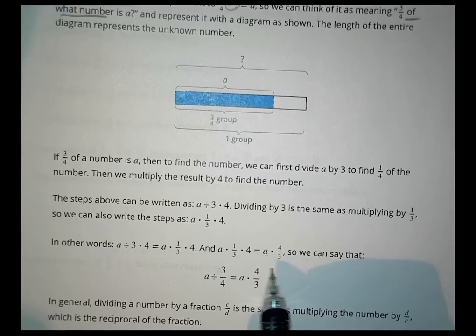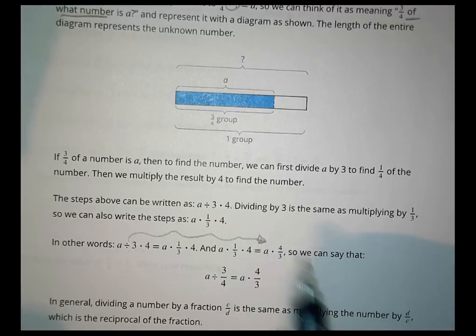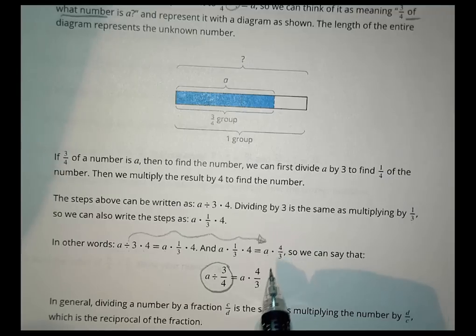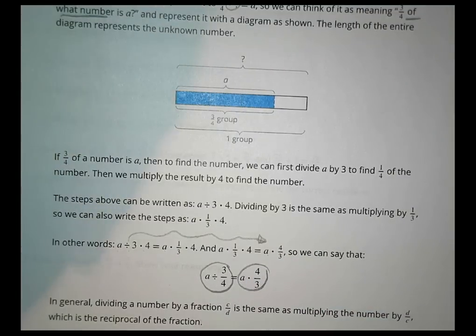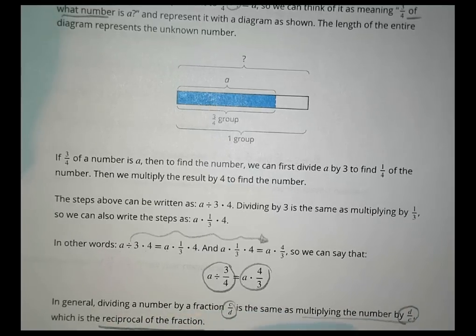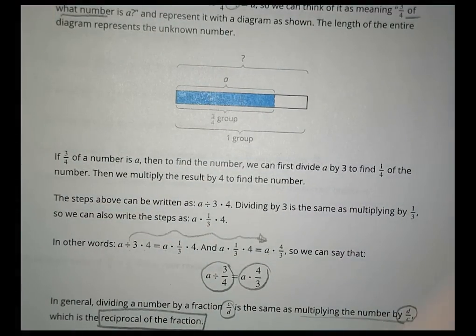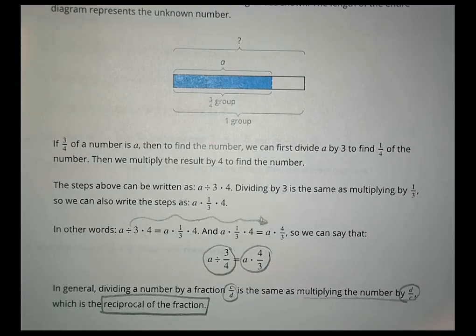So we could do all this, sounds like a Dr. Seuss book right there. Or we can simply say that a divided by 3/4 is the same idea as saying a times 4/3. In general, dividing a number by a fraction c/d is the same as multiplying the number by d/c, or what we call the reciprocal of the fraction. And that's our big takeaway from the day. That's the algorithm that we're using to solve these fraction problems. All right, so we're going to pause there, do your homework. We'll come back together in just a moment.